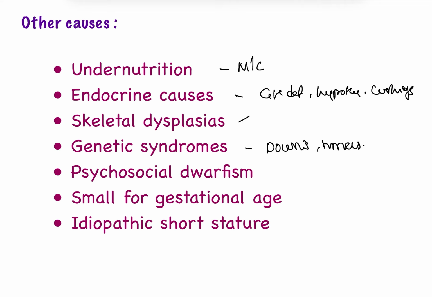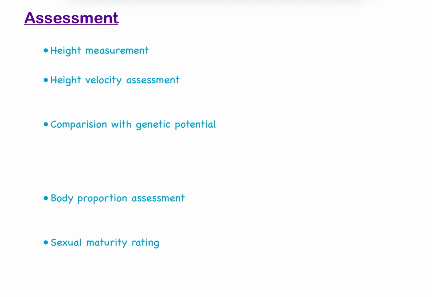Small for gestational age. It is birth weight less than the 10th percentile for gestational age. Idiopathic short stature is when there is an unknown reason. That is idiopathic short stature.